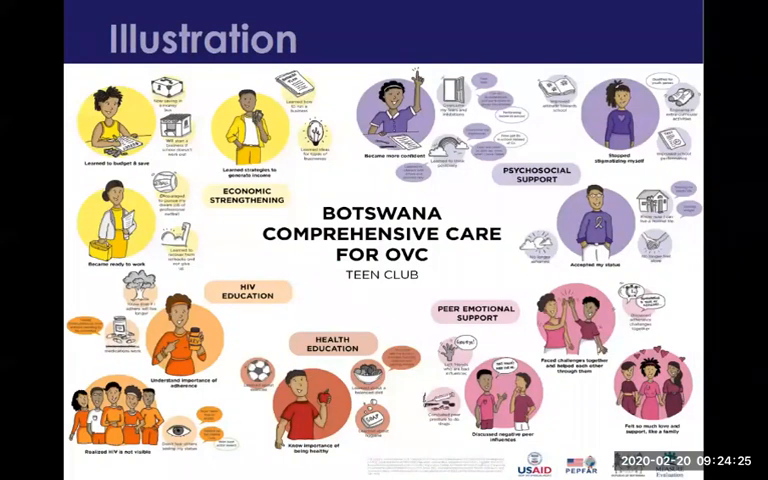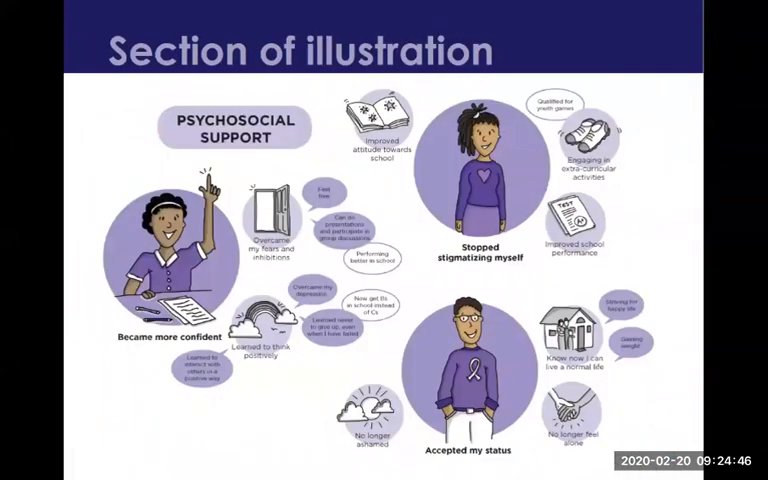2 of the maps were illustrated by a graphic designer in collaboration with the study team. The study team distilled the information from the XMind maps into thematic areas and then consolidated pathways of outcomes in each thematic area so that the program outcomes could be presented in a more easily digestible format. And here you can see a section of the illustration on psychosocial support, highlighting 3 thematic ripples, including confidence, stigmatization, and accepting of one's HIV status.